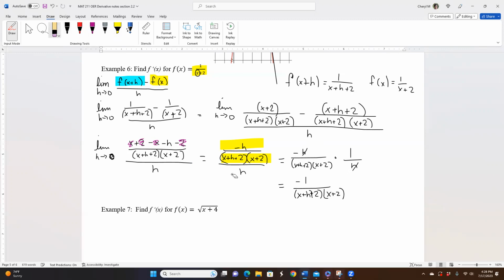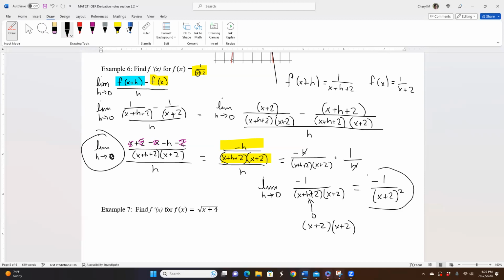But recall, for this problem, we really want the limit of this as h approaches 0. So we want the limit of negative 1 over this. If h approaches 0, then this part of my denominator is really x plus 2, because x plus 0 plus 2 is x plus 2, and it's being multiplied by x plus 2. So when we simplify, we get a negative 1 over x plus 2 squared. And that is the derivative of this.